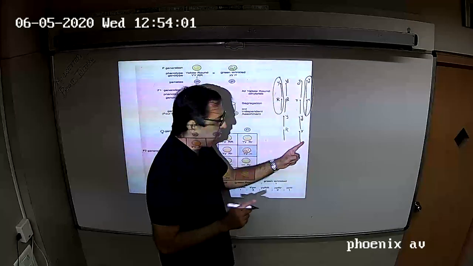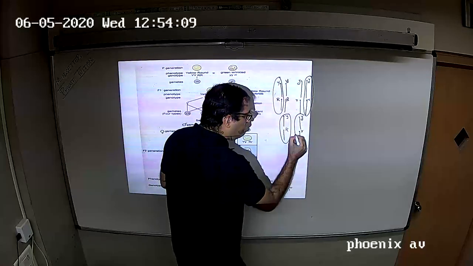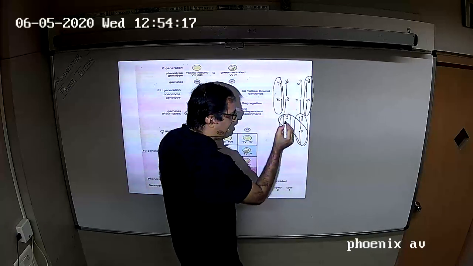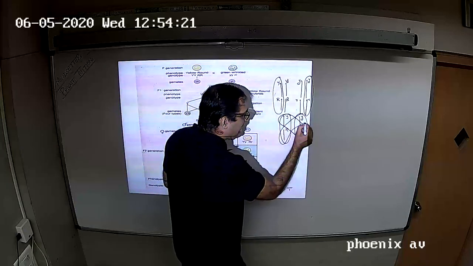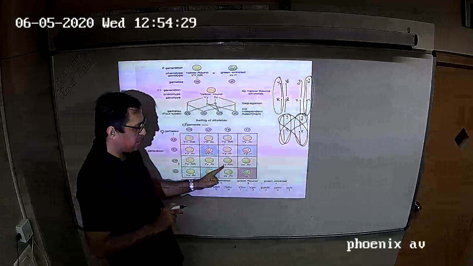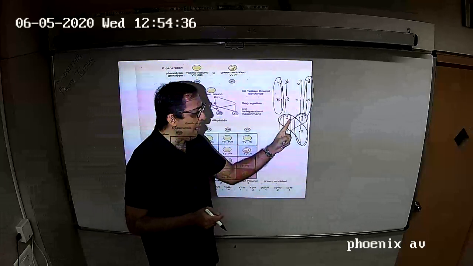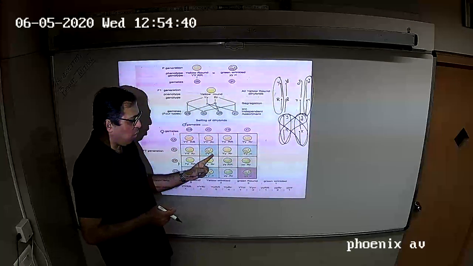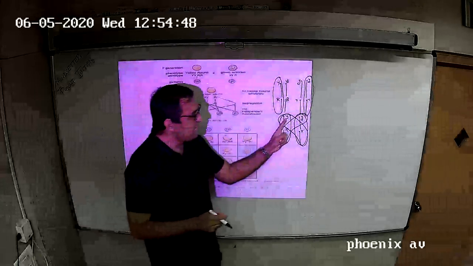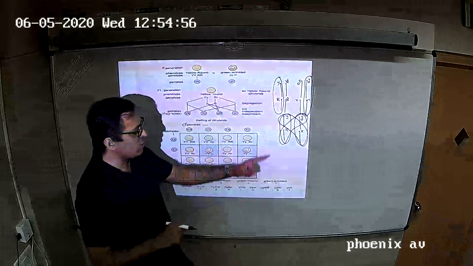When it forms gametes to produce the F2 generation, you can have a combination of capital Y, capital R, small y, small r, or you may have a combination of capital Y, small r, and small y, capital R. And when small y, capital R fuses with another small y, capital R, what does it form? Small y, capital R, which is green and round. And similarly, when capital Y, small r fuses with another capital Y, small r, it forms capital Y, small r, that is yellow and wrinkled. So what is this called? This is called the law of independent assortment, which has taken place.